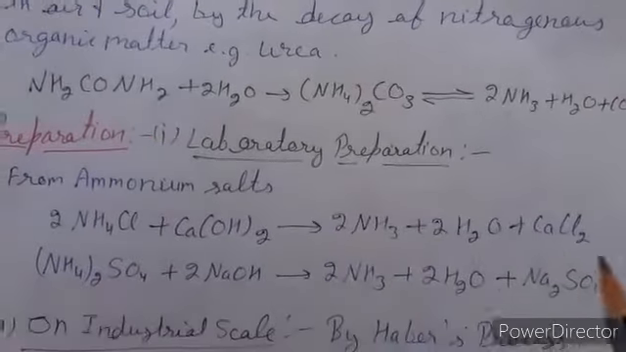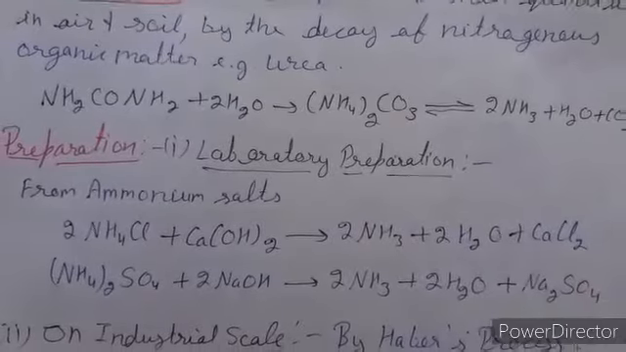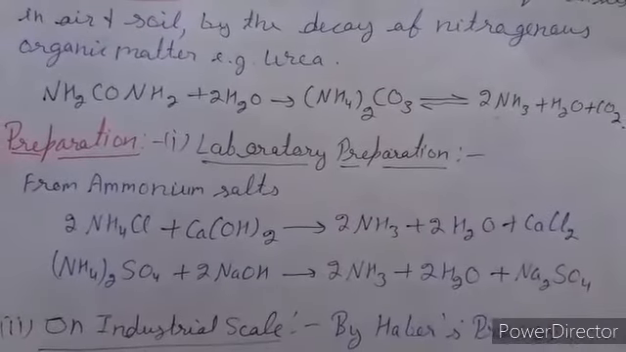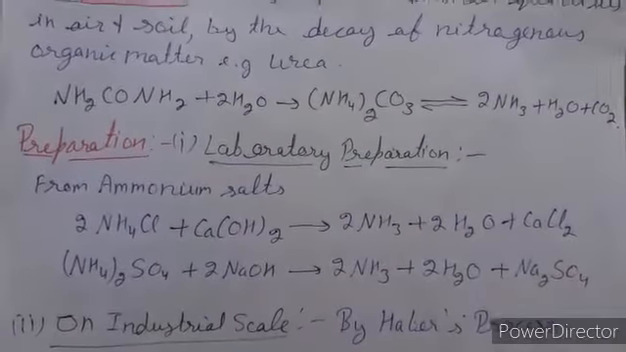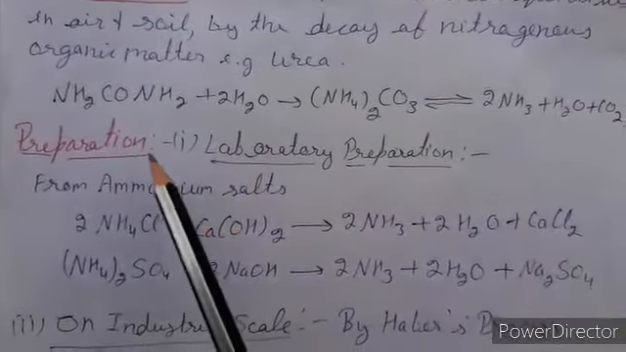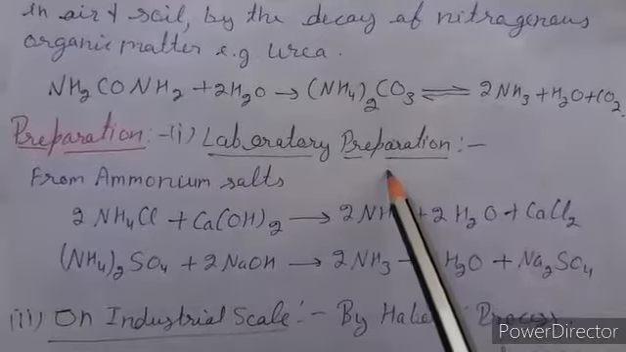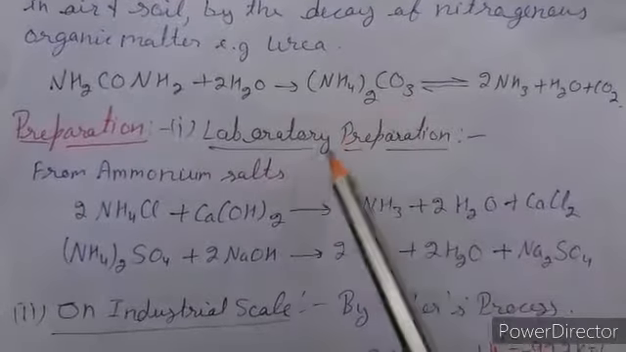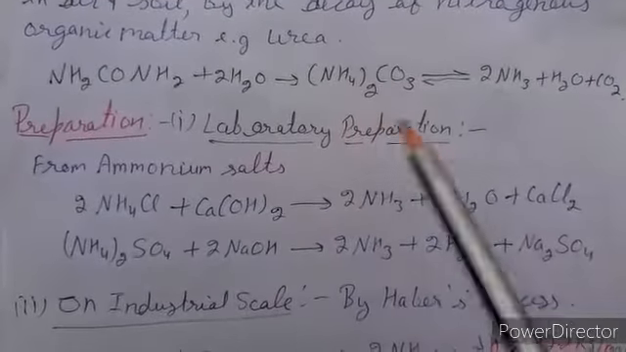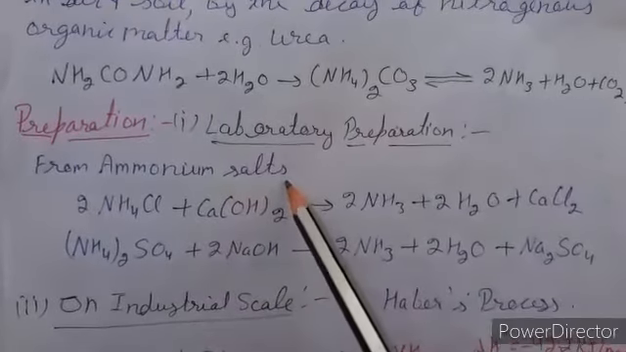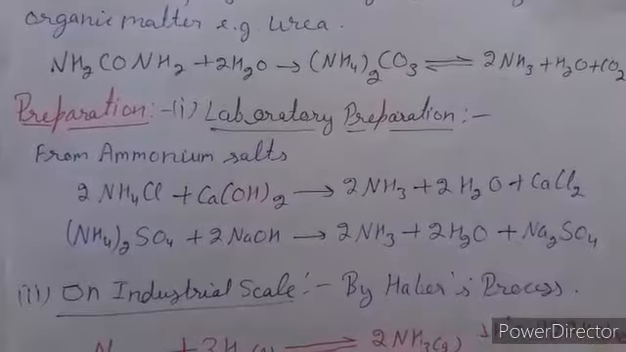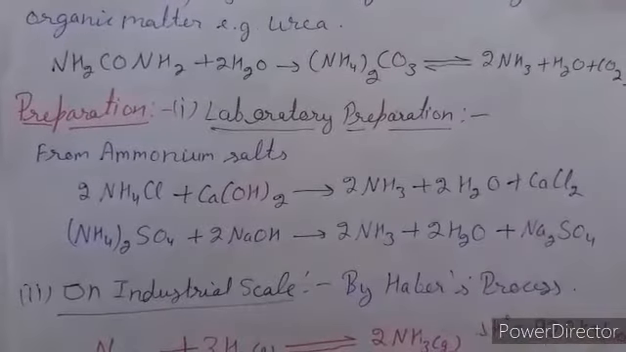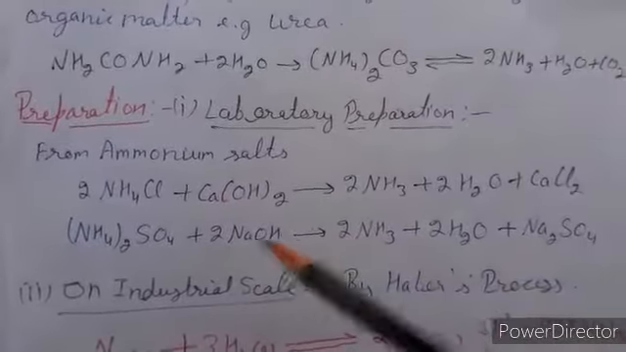So let us discuss how we can prepare it in labs and on an industrial scale, because it is the main starting material for the production of most compounds. So let us start. First we prepare it in labs. How can we prepare ammonia on a small level in a laboratory? We prepare it from ammonium salts with strong alkalis like caustic soda or lime water.